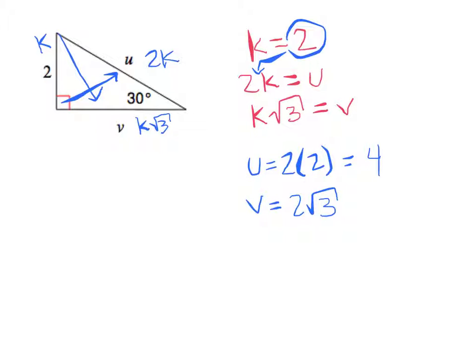And if we are using our calculator, we are going to get 3.46. We'll round to the hundredths. So now we know all the sides of our triangle. We know that the sides of our triangle are 2, 4, and 3.46. And that was just using special right triangles.